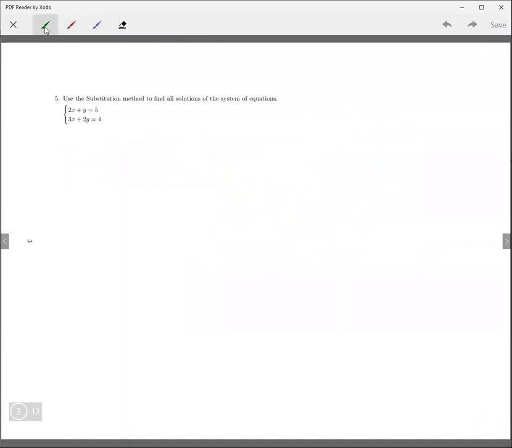Okay, now let's look at another method, the substitution method. Use substitution method to find all solutions of this system of equations. With the substitution method, the first thing you want to do is solve for x or y in one equation. You just look for the easiest one to do, and it's going to be the top equation, because you can just take the 2x over to the other side. So y equals 5 minus 2x.